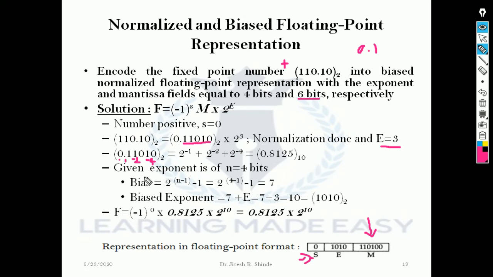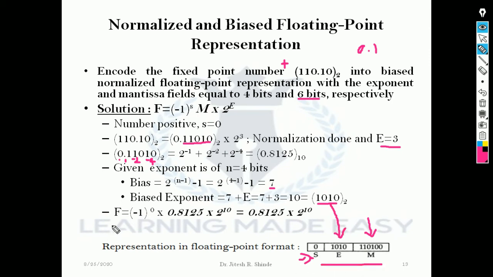Now the given exponent is n equal to 4 bits, as specified in the question. So let's calculate the bias. Bias is equal to 2 to the power n minus 1, minus 1, where n is the number of bits allocated for the exponent part. On substituting n equal to 4, the bias evaluates to 7. So the biased exponent is equal to 7 plus E, 7 plus 3 equal to 10. 10 in binary format is 1010, using the knowledge of the 8421 code. So this 1010 has been copied here. Thus the floating point representation is obtained.